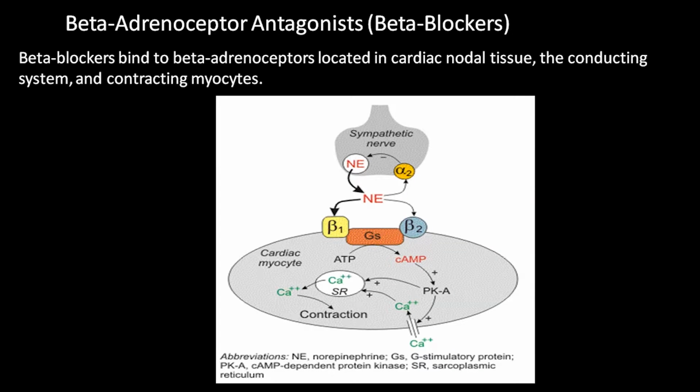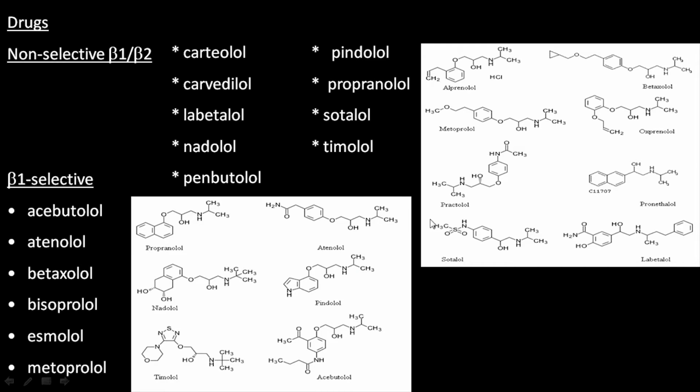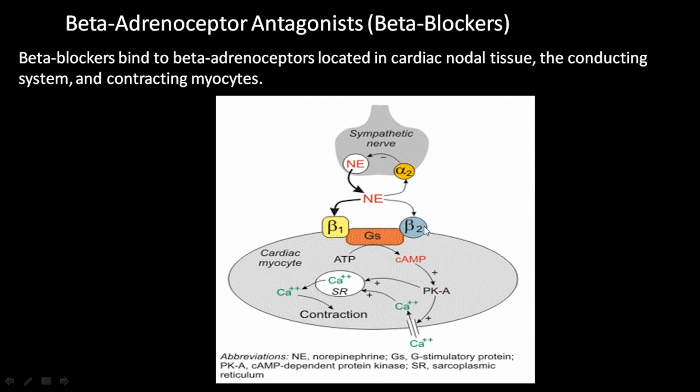So look at this beta adrenergic antagonist. There are two, beta 1 and beta 2. There are non-selective drugs, called beta blockers, which may bind to both beta 1 and beta 2, or they are selective ones. The non-selective ones are timolol, pindolol, carvedilol, propranolol, and there are beta 1 selective also: acebutolol, atenolol, betaxolol, and so on. So there are non-selective beta 1 and beta 2, or selective beta 1.